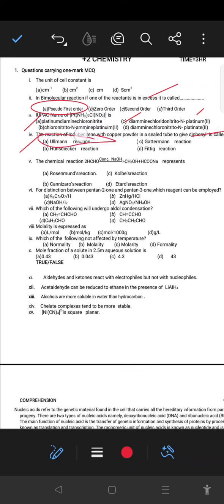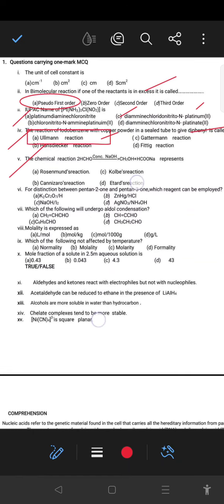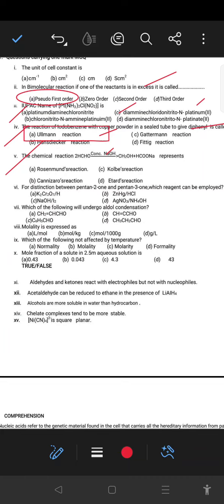Next, the chemical reaction of 2HCHO plus concentrated NaOH will give CH3OH and HCOONa. Oxidation and reduction both are occurring. If two molecules of the same type react in the presence of concentrated base, that gives this reaction. The name of this reaction is option B, the Cannizzaro reaction, in which no C-C bond is formed.